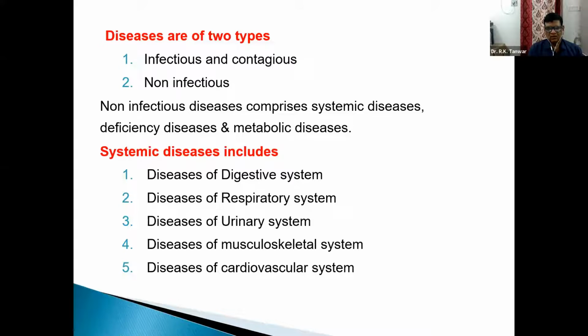cardiovascular system. For example, in the digestive system, we have common problems of simple indigestion and tympany in sheep and goats. In the respiratory system, we have upper respiratory tract and lower respiratory tract diseases, pneumonia, etc. In the urinary system, we have urolithiasis in goats, and retention, cystitis, etc. The musculoskeletal system comprises lameness. Cardiovascular diseases are very few, but this is one system we must think about. The number of cardiovascular diseases is very low and they are also not easily diagnosed.